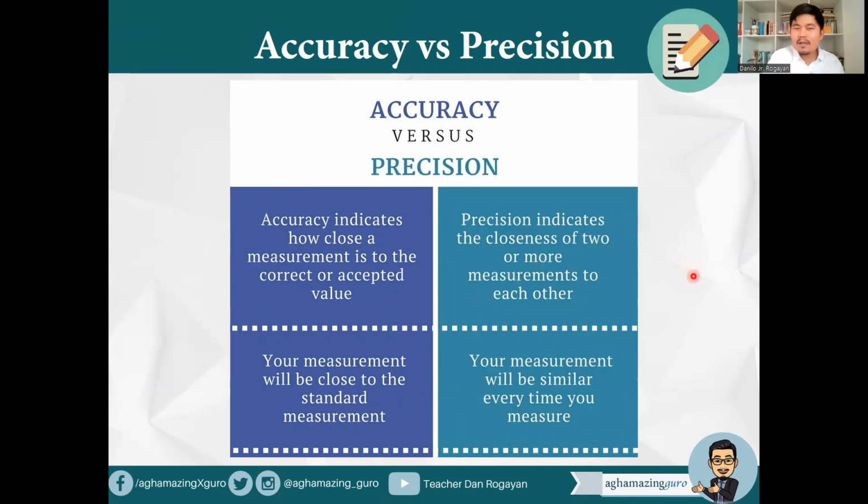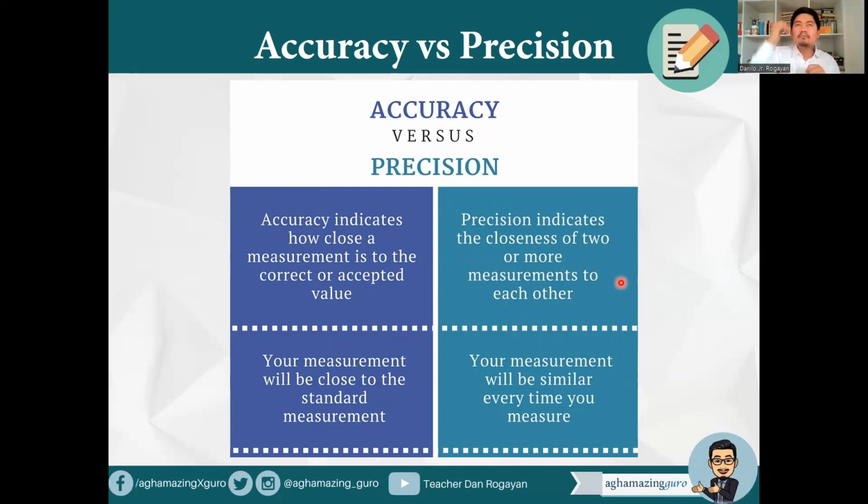In science, we have accuracy and precision. So let's try to differentiate the two. Accuracy indicates how close a measurement is to the correct or accepted value, while precision indicates the closeness of two or more measurements to each other. So accuracy is with respect to the accepted value, the closeness to the accepted value or the standard value. While precision is the closeness of two or more measurements to each other.